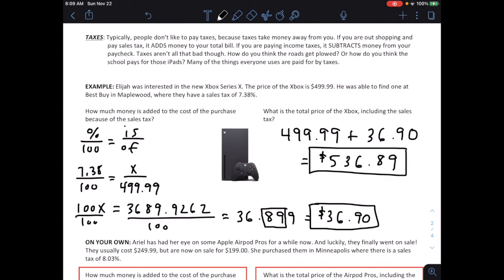Okay, so you go to Best Buy in Maplewood with $500 in your pocket, and you don't have enough money because you forgot that there's going to be tax on something. So you want to make sure you have enough money, so you want to make sure you are able to calculate that tax that you have to pay.